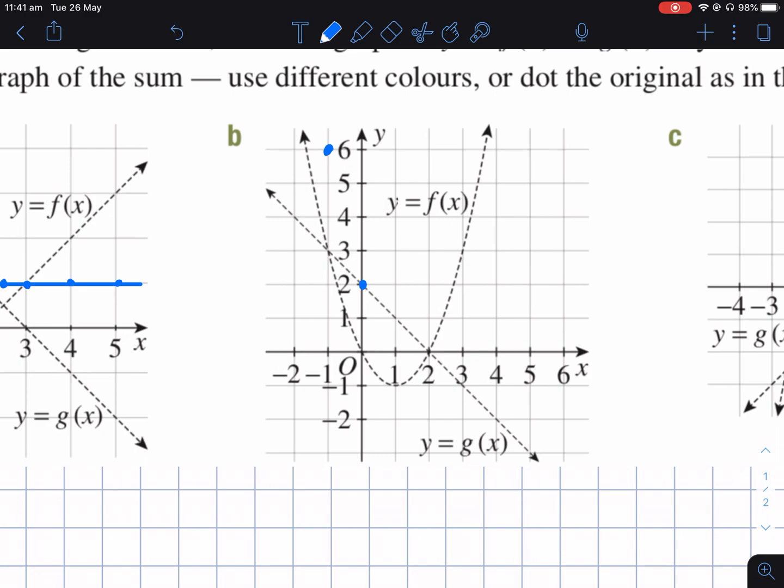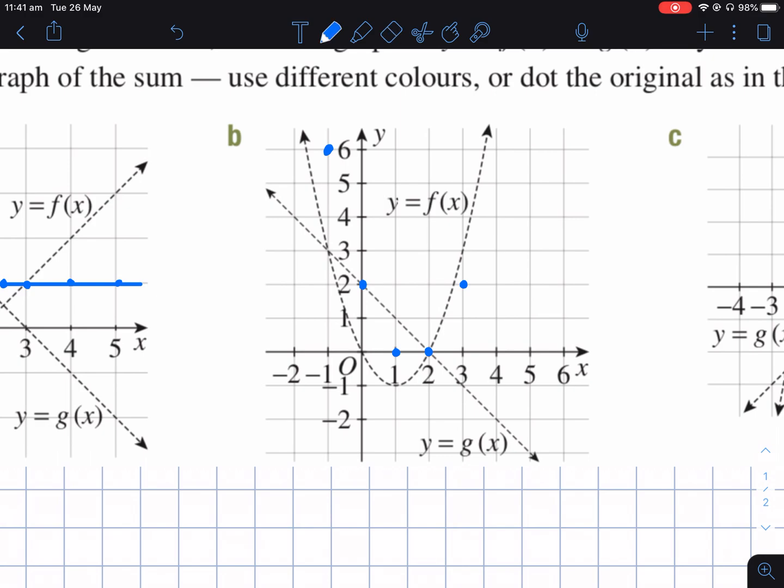Let's go right to 1. So f of x is negative 1. g of x is positive 1. Negative 1 plus positive 1, 0. Let's go along to 2. They're both 0, so 0 plus 0 is 0. Let's go along to 3. We've got negative 1 and we've got 3, so negative 1 plus 3 is 2.